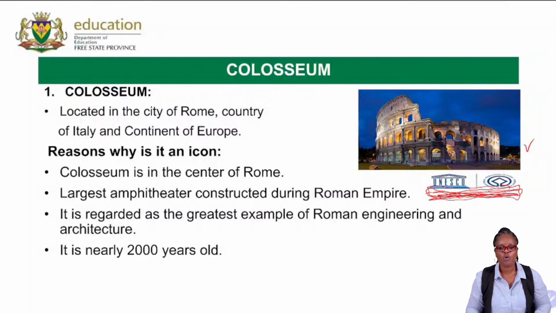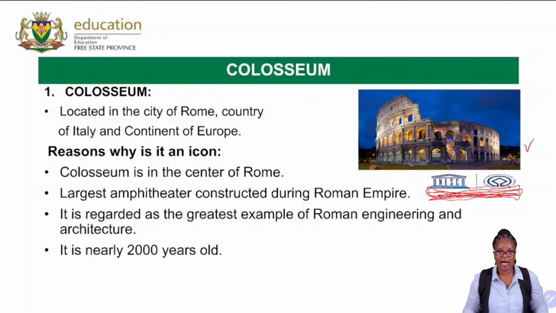What makes it so unique to end up being an icon from being a regular attraction? We found this in the center of Rome, a city in Italy. And another reason that makes it to be regarded as an icon is that it is the largest amphitheater that was constructed during the Roman Empire. It is the largest. So that's why it is regarded as an icon.